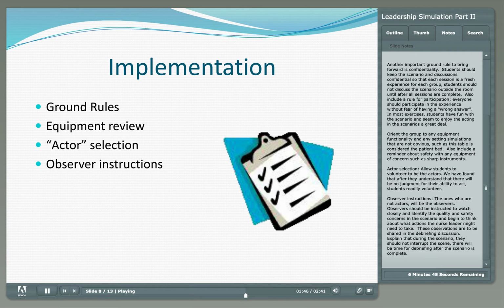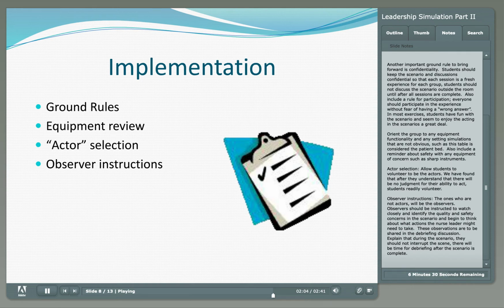Actor selection. Allow students to volunteer to be actors. We have found that after they understand that there will be no judgment for their ability to act, and that all they have to do is read the script, students readily volunteer.